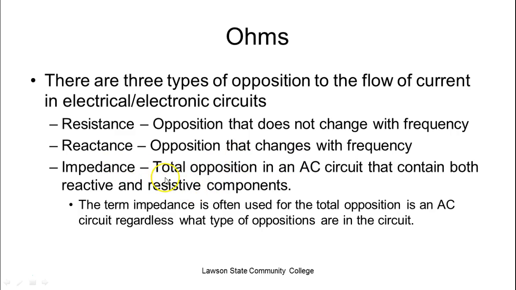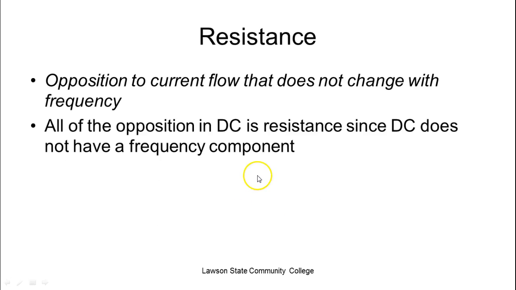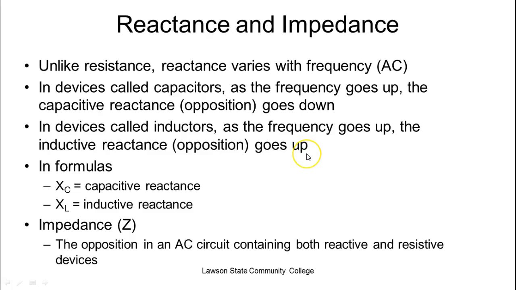Now, impedance is a term that we use for circuits that contain both reactive and resistive devices. That is technically what it is. But what you're going to find out is we've almost started to use impedance anytime we talk about an AC circuit, whether it has reactive devices in it or not. And that's just common terminology of the field. Resistance is opposition to current flow that doesn't change.